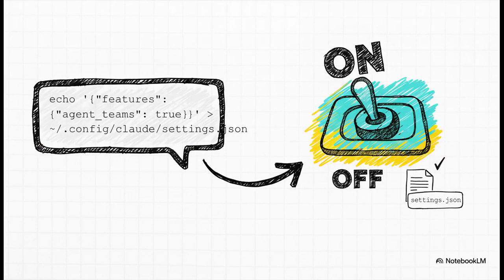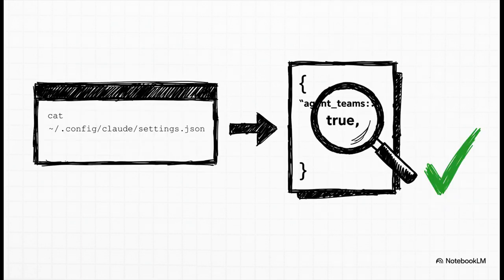Okay, command number 2. This looks a little fancy, but all we're doing is using Echo to write a tiny bit of JSON into a file called settings.json. And that JSON is the feature flag itself. We're just telling it, hey, turn agent_teams on. And the last command is just to make sure we didn't mess anything up. You just cat the file to print its contents to the screen. If you see the right text, you are good to go.